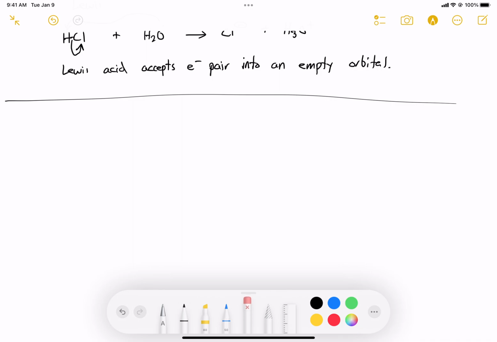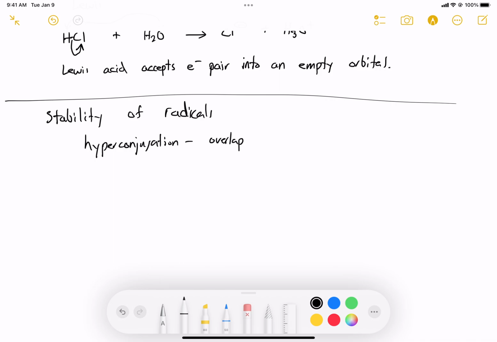Okay, so the last thing we'll probably talk about in terms of vocabulary is stability of radicals. Stability of radicals is based on hyperconjugation. Hyperconjugation is the interaction of a radical with a bonding orbital that's nearby. We call it the overlap of neighboring orbitals, and that stabilizes radicals.